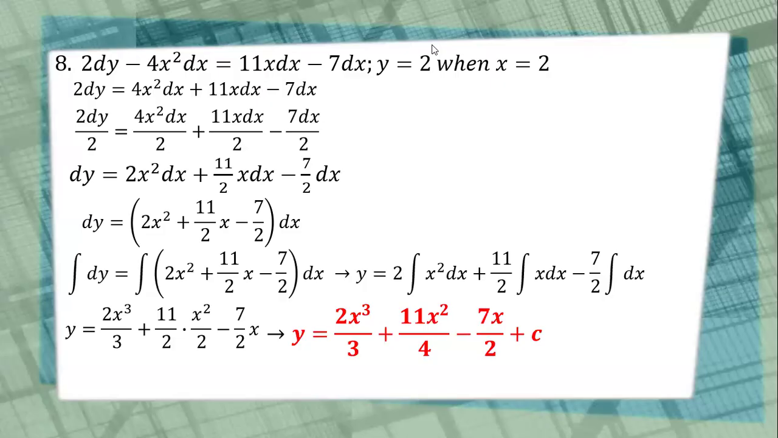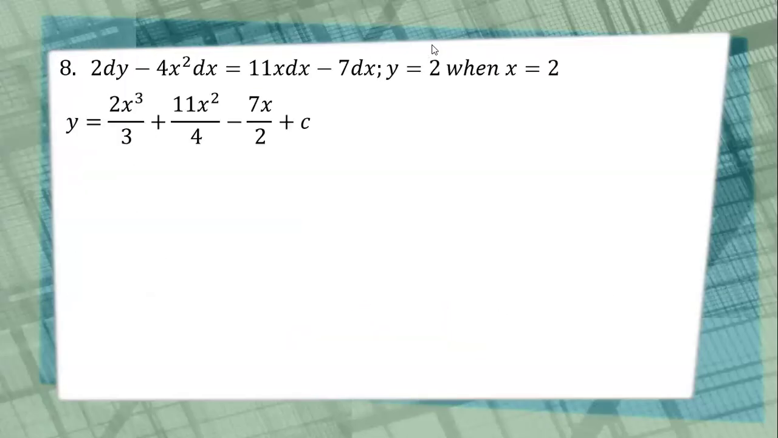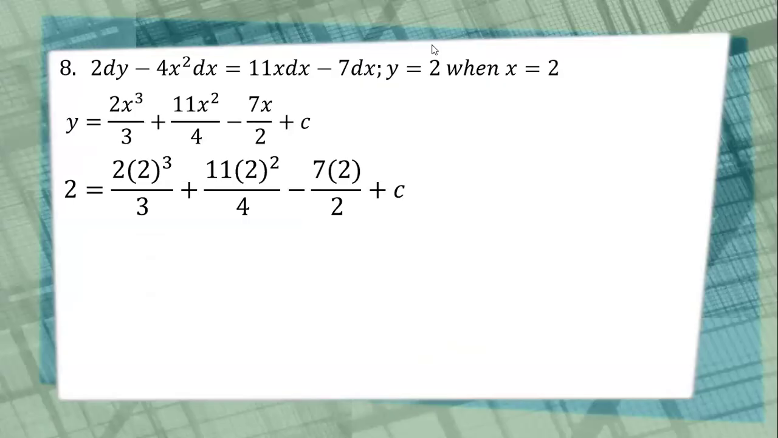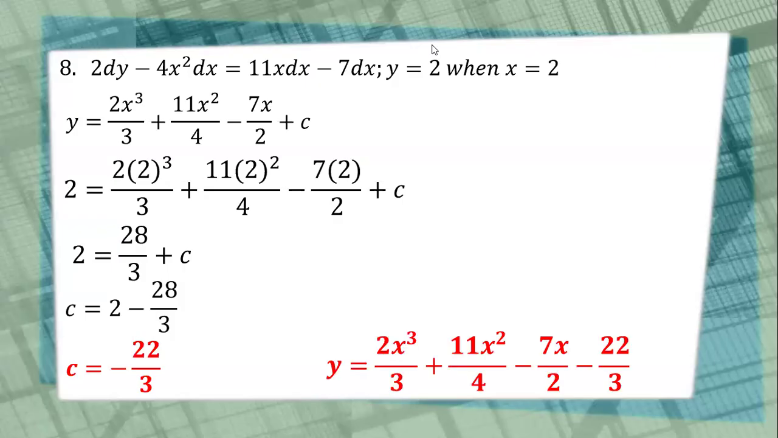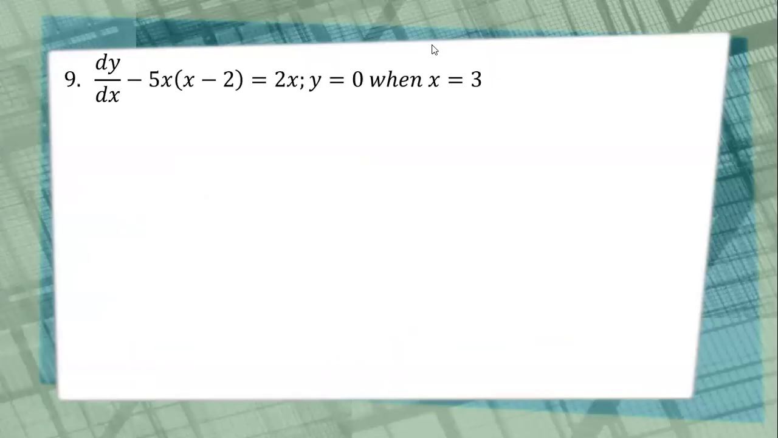I hope you understand. So this is now our general solution. Next, we apply substitution, using the initial values y is 2 and x is 2. Again, this is just calculator technique. So that becomes 28 over 3 plus c is equal to 2. Then we transpose 28 over 3 onto the other side, so that it becomes negative 22 over 3. Then we'll get the particular solution. y is equal to 2x cubed over 3 plus 11x squared over 4 minus 7x over 2 minus 22 over 3. I'll proceed now to the next item.